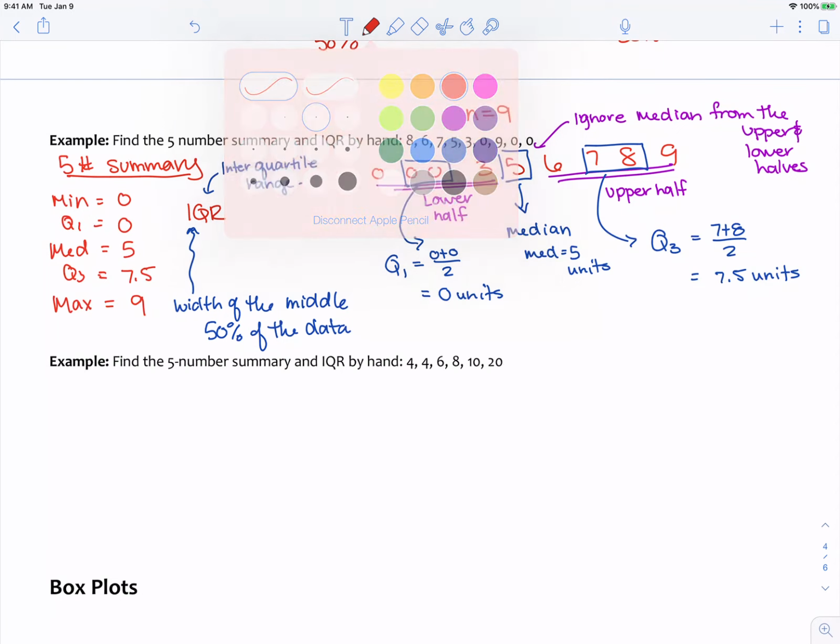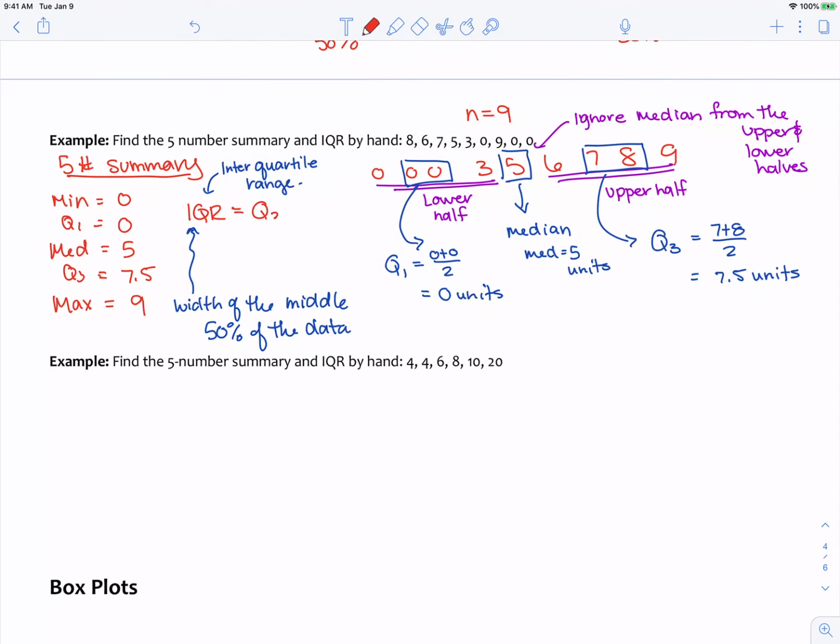Okay, and so now the IQR is again Q3 minus Q1, the width of the middle 50% of data. That's going to be 7.5 units minus 0 units, so 7.5, and those are just going to be the same units as our data would be again.